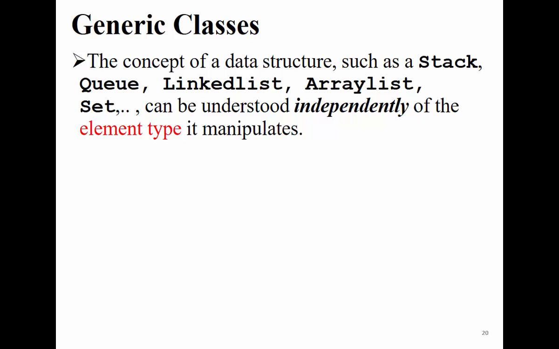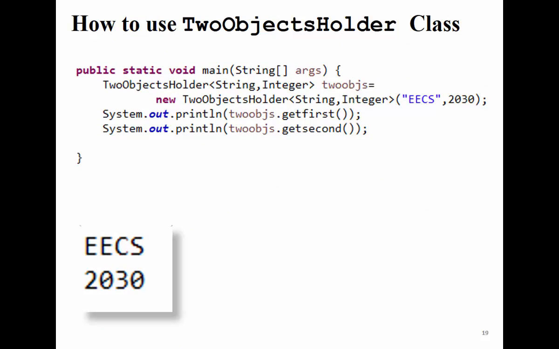Now, if I want to use two holders and make sure that the first one is the same, when I create it, as you can see here, I use it inside the main method. When I create an instance from that generic class that holds two generic types, I fix the first one as a string.